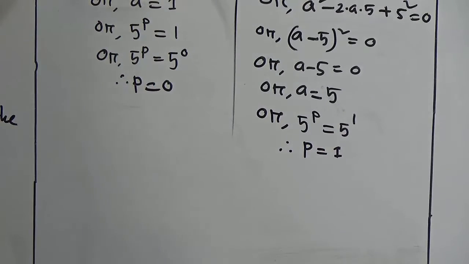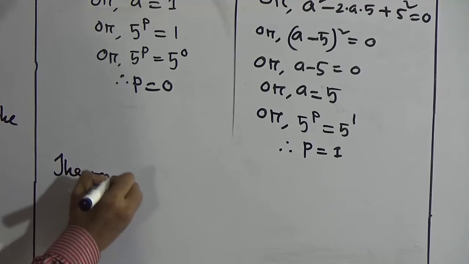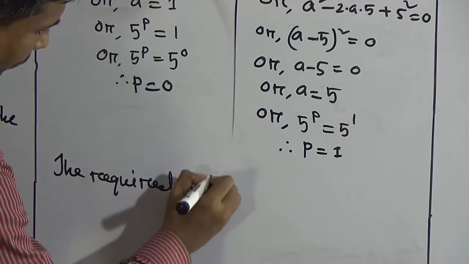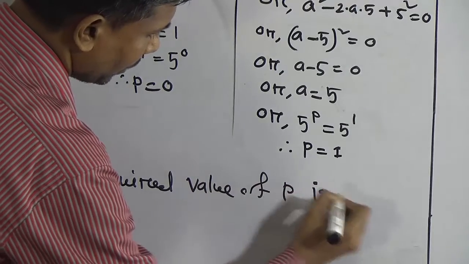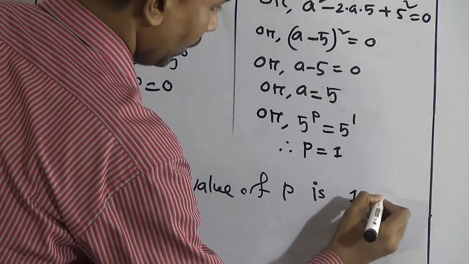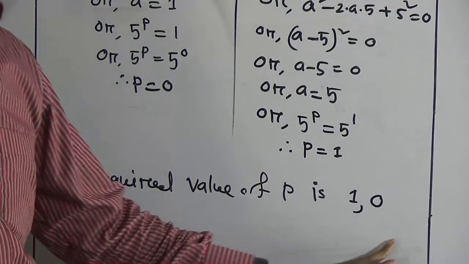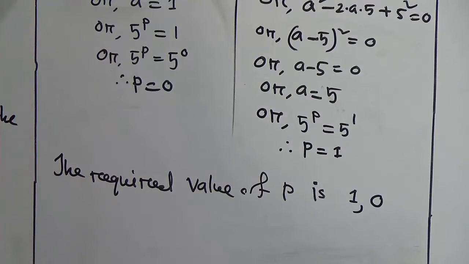Therefore, the required value of p is 0 and 1, right? The required value of p is 1 and 0. Therefore, the required value of p is 1 and 0. Okay, this is the solution. Now question long C.